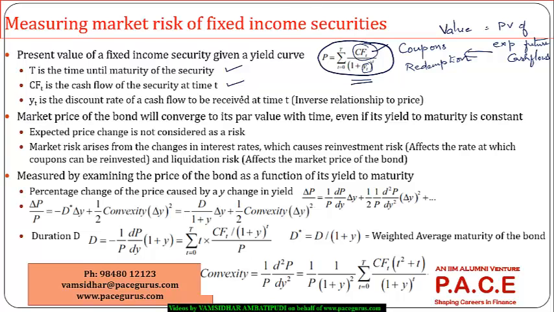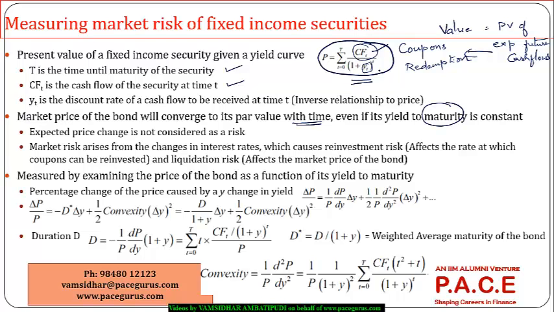Now, at any point in time, we see that as the bond is coming closer and closer to maturity, the market price of the bond will converge to its par value. So today the market price and the par value could be much different for a security which is expiring in 2020. But the moment I come closer to 2020, the market value of the bond should be more or less similar to the par value of that particular bond.